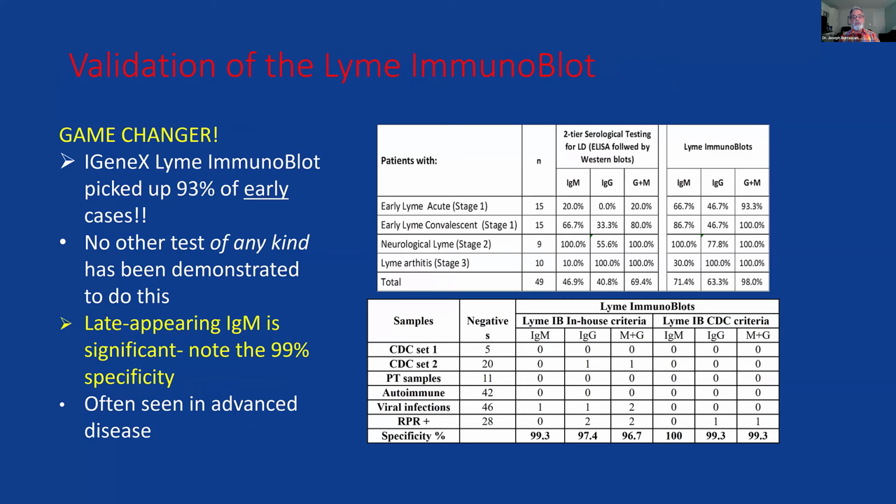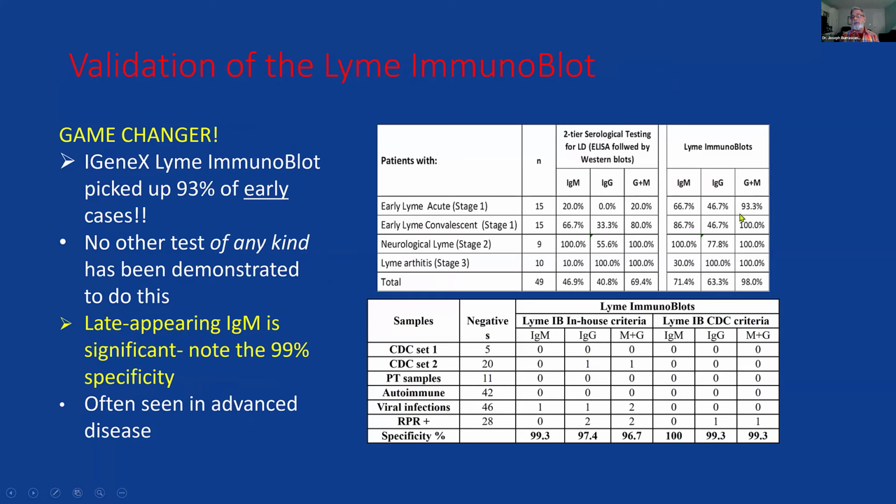Just want to share some very important points about the immunoblot. Using CDC supplied, blinded samples, the immunoblot was able to pick up 93% of cases of early Lyme disease. And again, the dogma had been that you can't pick up early Lyme disease with a serology, you have to wait a number of weeks. In fact, doing the old two-tier test, the pickup was 20% for IgM and 0% for IgG, whereas the combined immunoblot was 93.3%.